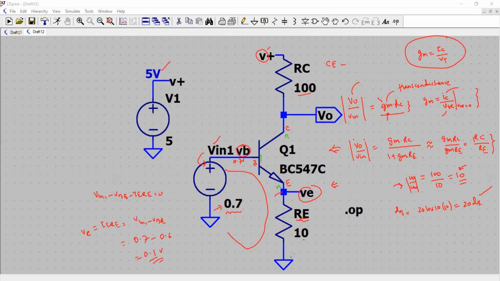Now let me fix it. Just a minute. We'll check how we can actually run this before we run the simulation.